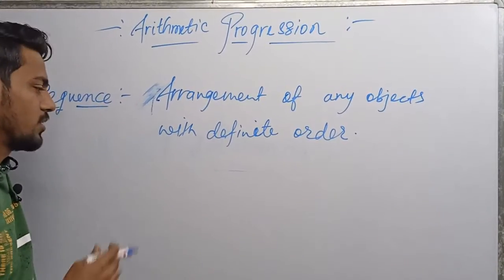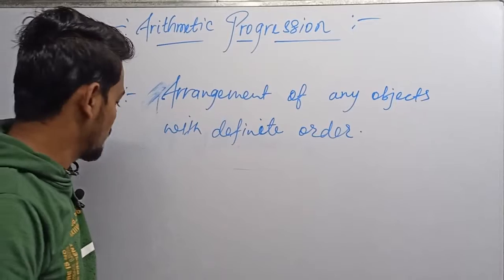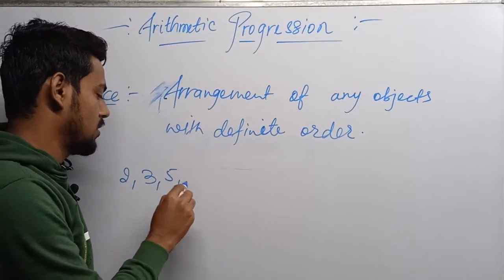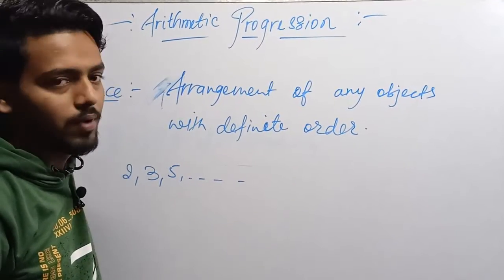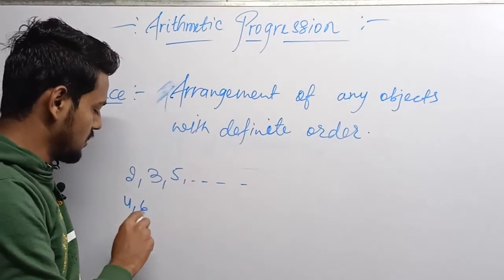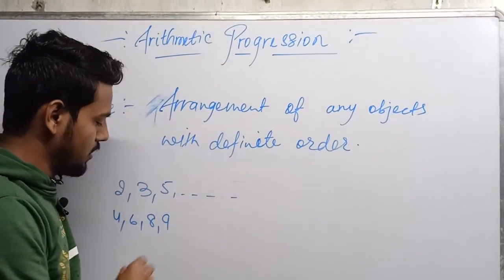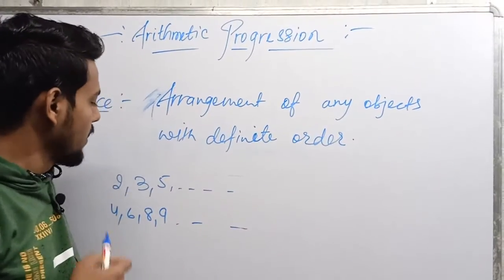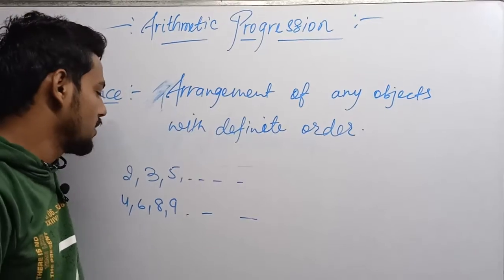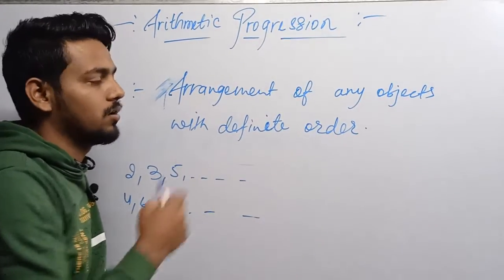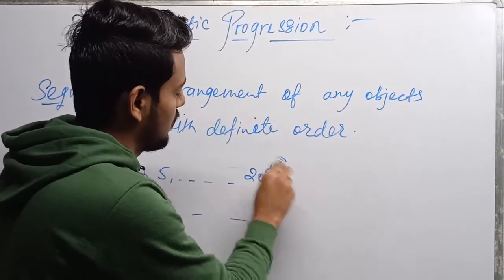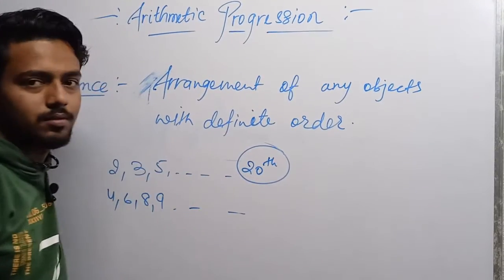For example, let's say a sequence of prime numbers. The sequence of prime numbers becomes 2, 3, 5 and so on. Or we could say a sequence of composite numbers, which becomes 4, 6, 8, 9 and so on. Here we can see that they follow some rules, but we can't get the nth term directly. If we need to find the 20th term, then we need to go through every object.